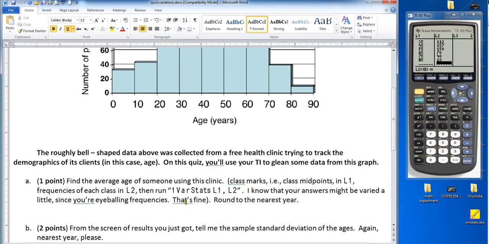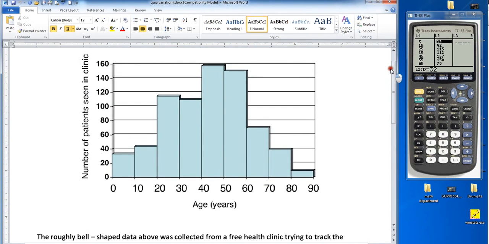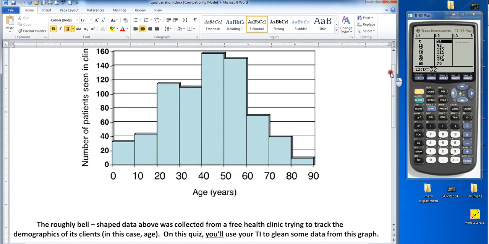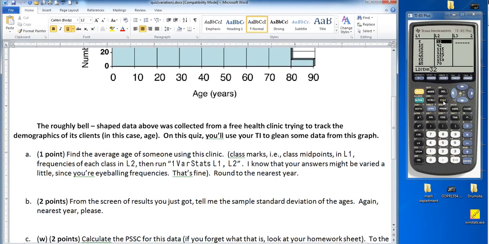Find the average age. I went ahead and put my approximations into the TI over here. They might not be the same as the ones you used on your graph. They're probably pretty close, which means our average is probably going to be pretty close. I'm not looking for exact, I'm looking for approximate. So we're going to go ahead, just like I say in there, and use one of our stats. Make sure you tell it L1 and L2. It's definitely important, otherwise it's going to give you an answer that's incorrect.